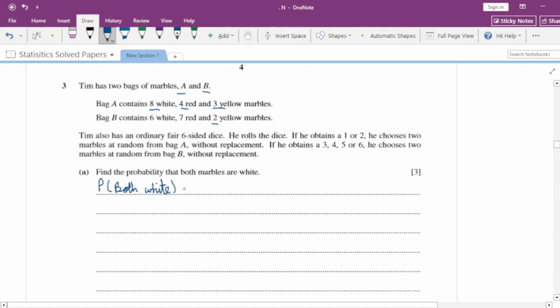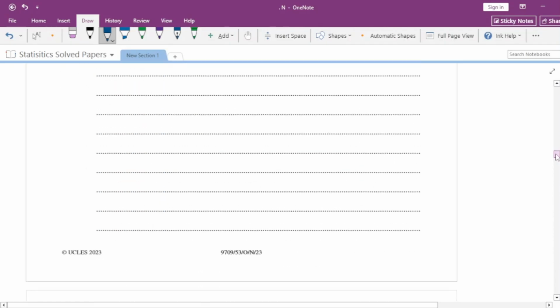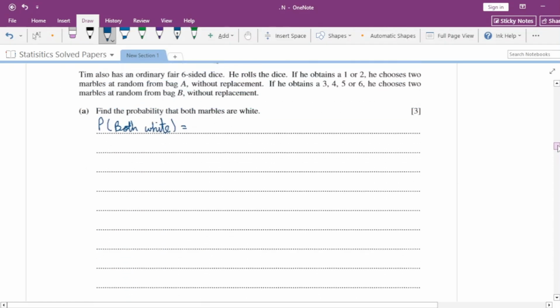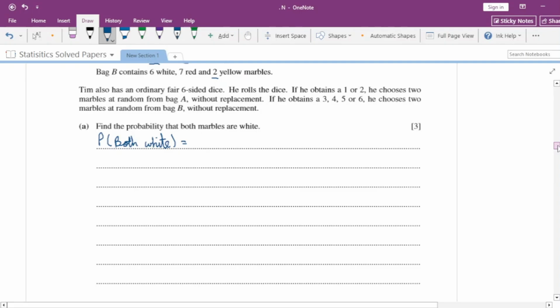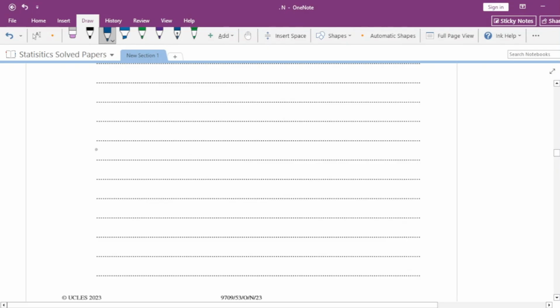So what do we want? Let's try making a tree diagram for this. What is our statement over here? Tim rolls the dice, and then based on the dice roll, we're going to choose from either bag A or bag B. So let's start. First of all we start with a dice roll. For a dice roll, we have 6 values, so we can make 6 branches.